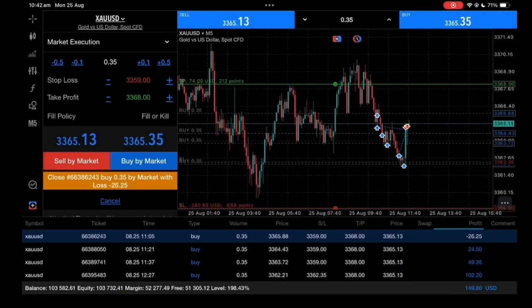Finally, let's cover partials. Taking partials simply means closing part of your trade while letting the rest run. For example, closing half your position once the trade hits your first target and leaving the other half open to see if price runs further. Why is this so important? Because it locks in profit and reduces pressure. You know you've already banked money, so you can let the rest ride without stress. It's one of the most important ways to stay consistent.